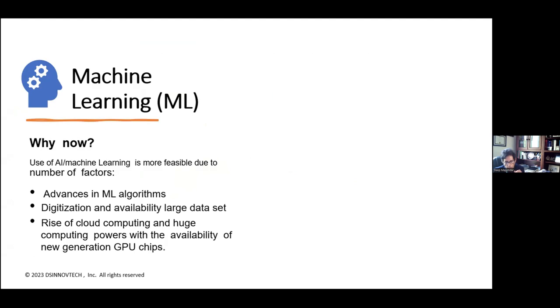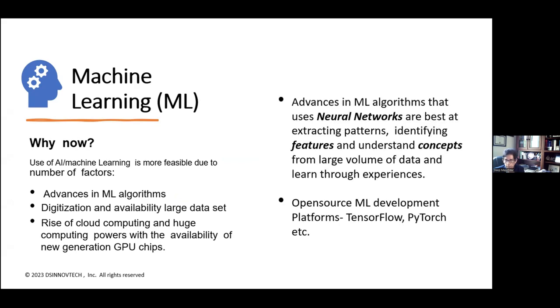We have a technology of digitalization of many things, and you have a very available, very large set of data for whatever specific application you're looking for. Also, there is the rise of cloud computing and huge computing power, primarily taking advantage of GPU chips. And there are also a lot of machine learning algorithms, especially the ones dealing with neural networks, right?